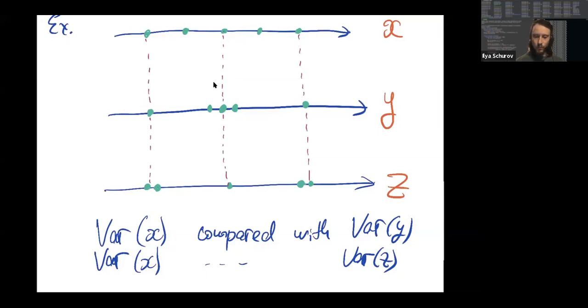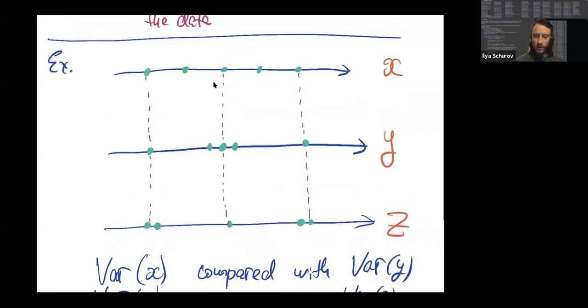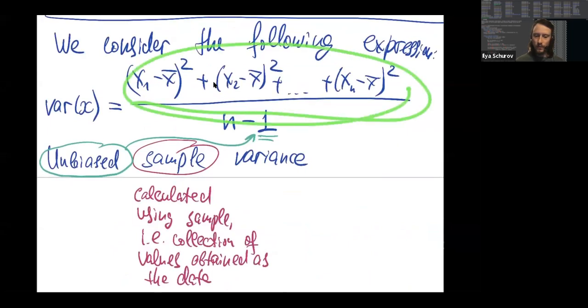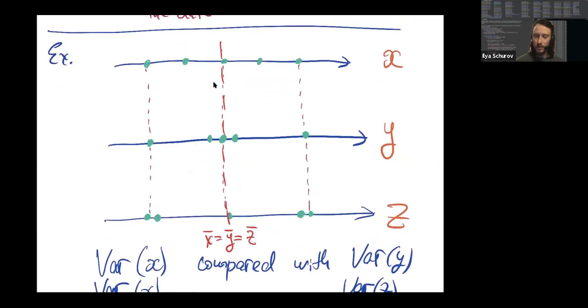And actually, what does it mean? It means that, for example, if I consider the term in this sum that corresponds to this value, it will be the same for all three data sets, because I have my average somewhere in between. This is my average, x bar, which is equal to y bar, which equals z bar. I just chose my data sets in this way, so their average is the same. And if I consider, for example, this element, we see that this distance is the same as this distance and the same as this distance. So they just coincide with each other.